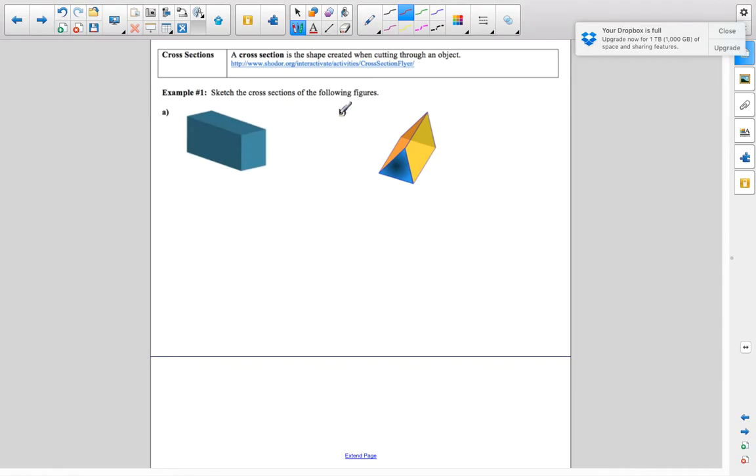Okay, next we want to think about cross sections of these particular shapes. So it says, sketch the cross section of the following shapes. Now this is not that easy to do, but think about the base. In this case, I can see this box, this rectangular prism, is sitting on a rectangle. And if I cut right through it, I'm trying to draw a straighter line. Okay, that is not that good of a straight line, but this would work much better. And I cut straight through it.